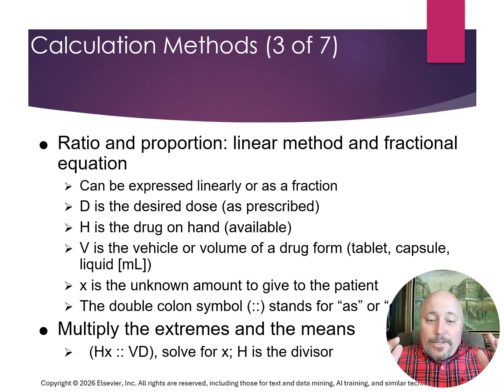Remember that the dose is the desired dose, as prescribed, what we're wanting to give that patient. The H, the drug on hand, the dose on hand, is what we have available. And finally, we have a volume. So say we want to give 10 milligrams, and we have on hand 5 milligrams in 2 milliliters. Well, that's going to be 10 divided by 5, which is going to get us 2. 2 times 2 is going to be 4. We want to give that patient 4 milliliters.